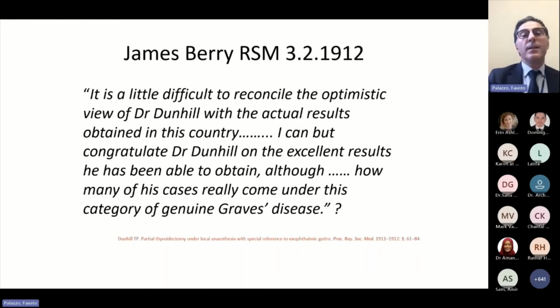And James Berry presented the work of Thomas Peel Dunhill at that meeting, and he damned Dunhill with faint praise, saying that it was very difficult to reconcile the optimistic view of Dr. Dunhill with the results obtained in the UK, which was a high mortality. And then he calls into question whether any of Dunhill's patients actually had Graves' disease. So what's the take home here? Don't let your colleagues present your scientific work.